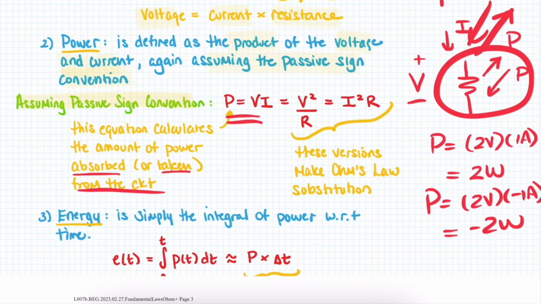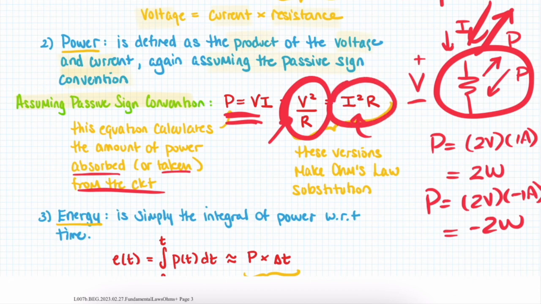Now, there are several other forms of this equation, right? We have P equals VI, we also have V squared over R, and then we have I squared R, and these are simply substitutions using Ohm's law. For this one, we substituted in V over R for I, and for this one here, we substituted in IR for V.